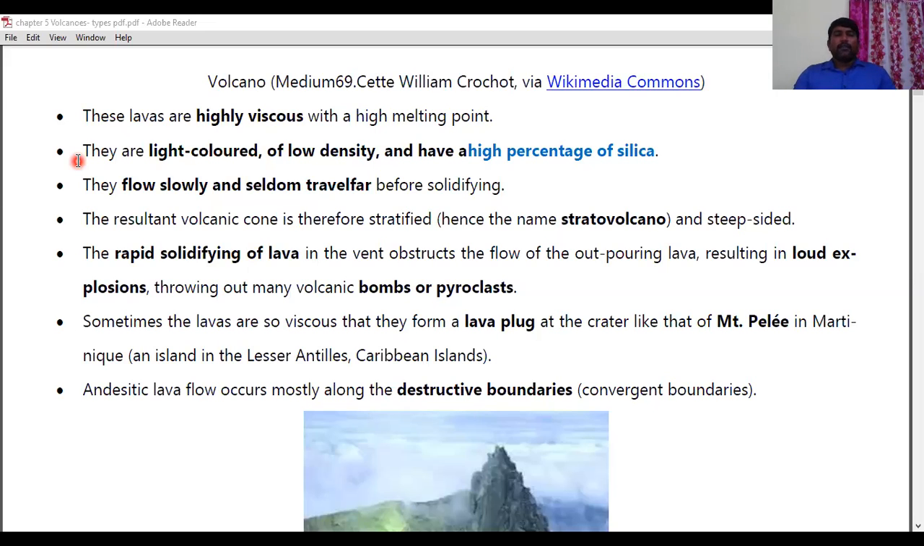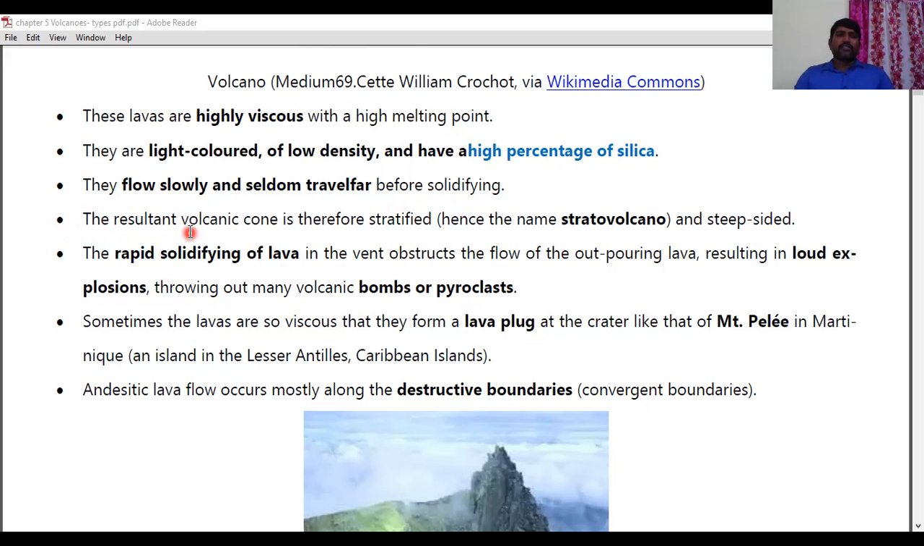The acidic lavas are highly viscous with a high melting point. They are light colored, of low density and have a high percentage of silica. When the silica percentage is more, then it is said to be acidic. When it is less, then it's a basic lava. The acidic lavas flow slowly and seldom travel far before solidifying or crystallizing.